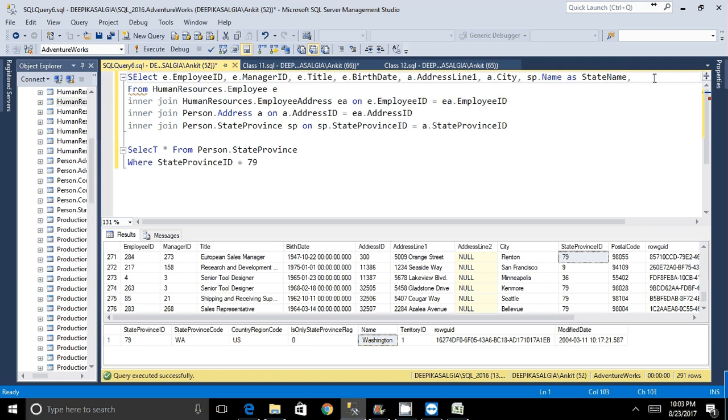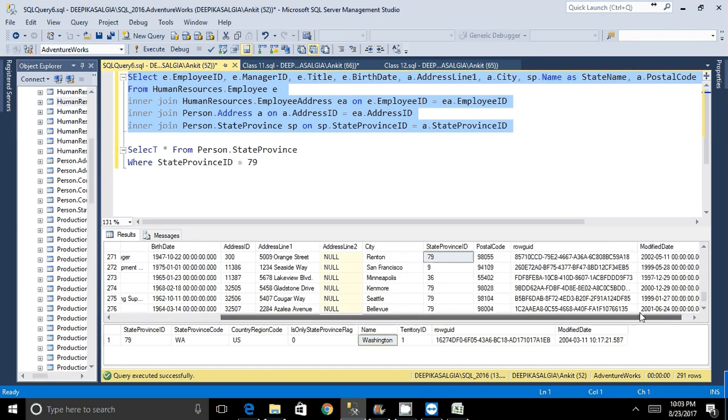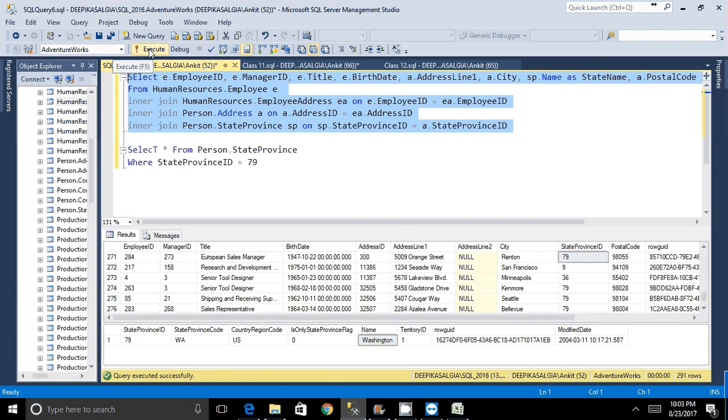Now what other column do you need? Let's say you need the postal code, which is coming from which table? The postal code is coming from the address table. So you're gonna say A dot postal code. Now run your query, you get everything. Well, let's say you don't get everything yet. Okay, but hold on, we're gonna get it.